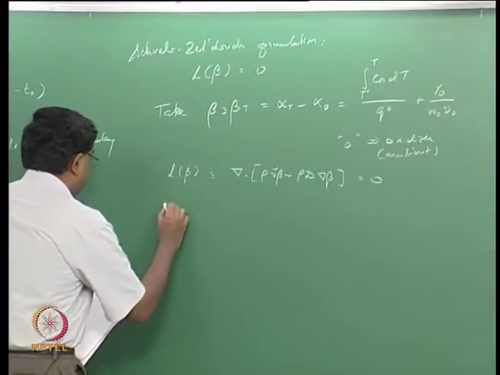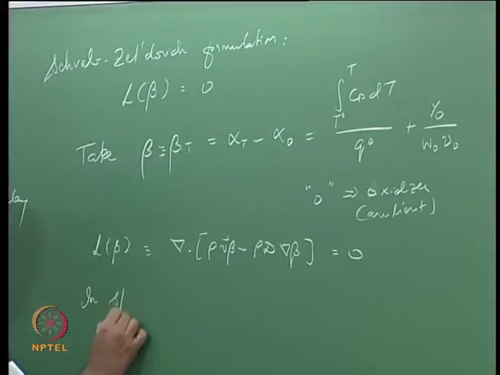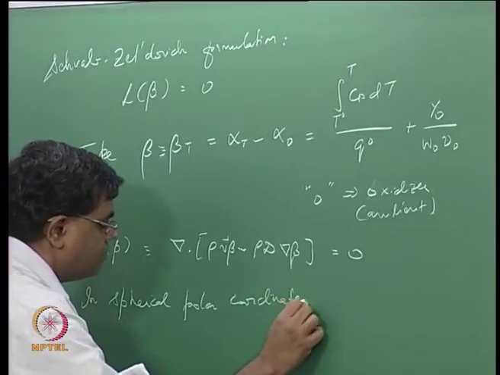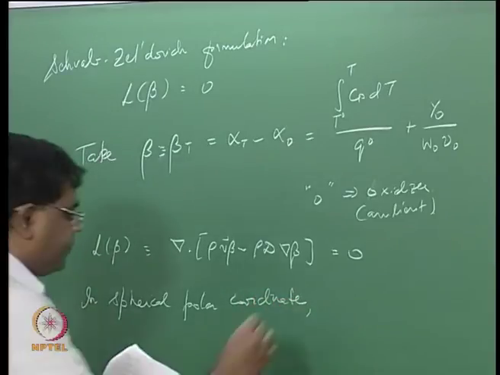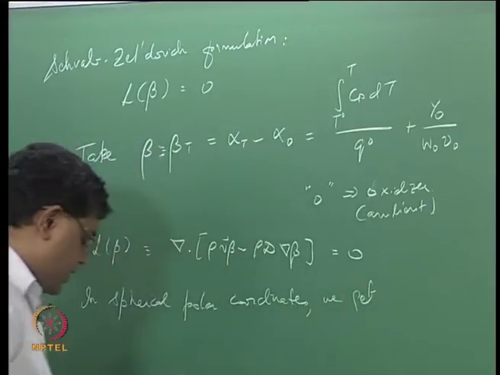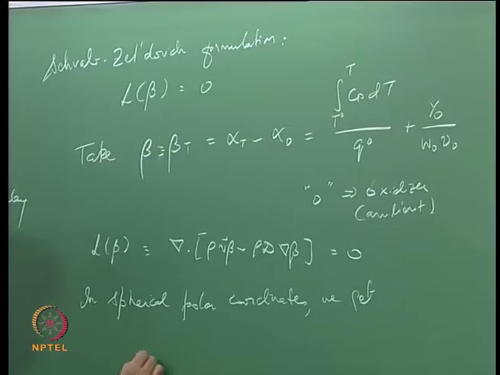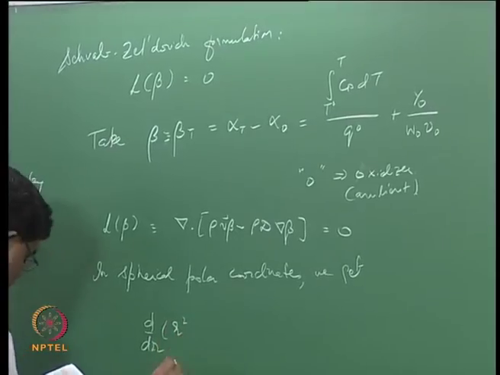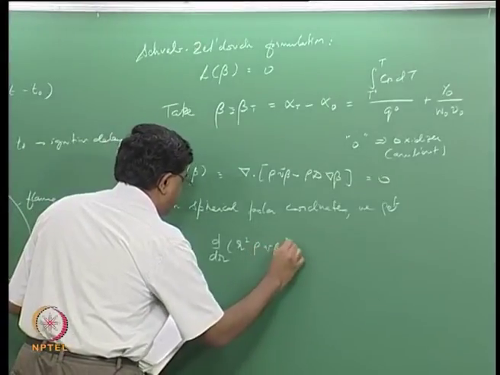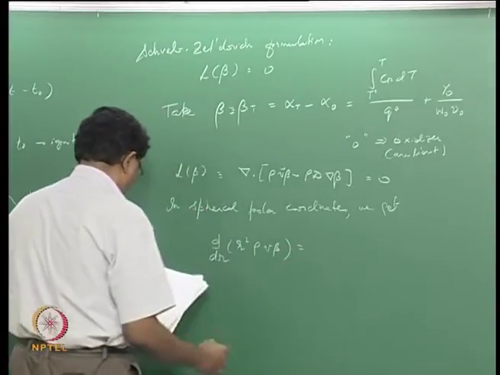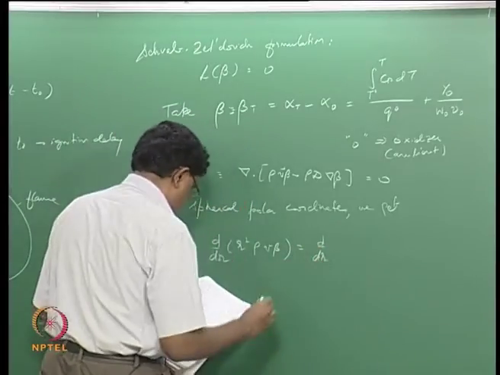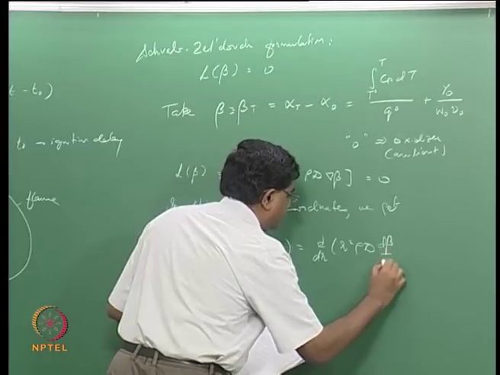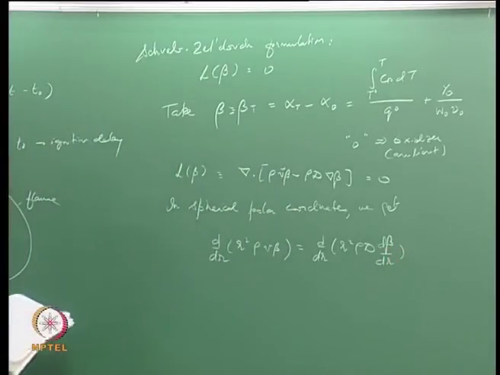Therefore in spherical polar coordinates, this can be written as d by dr of r squared rho v beta equal to d by dr of r squared rho D d beta by dr.